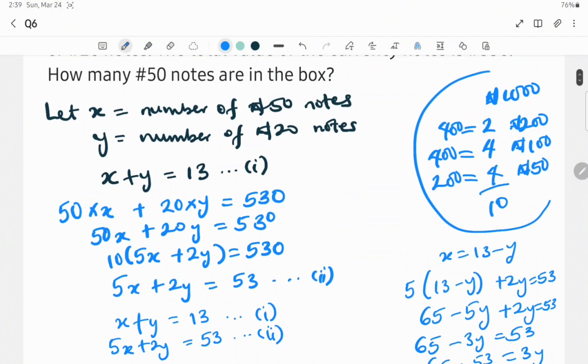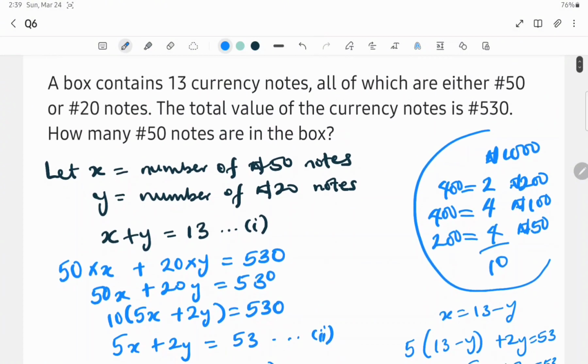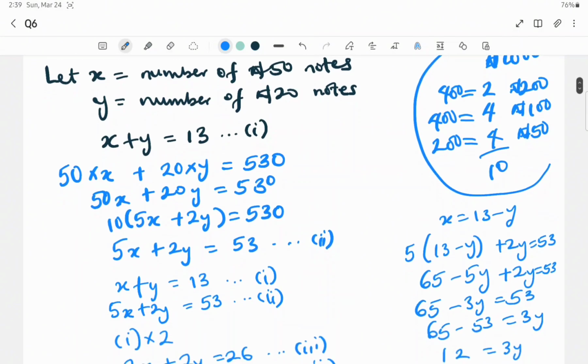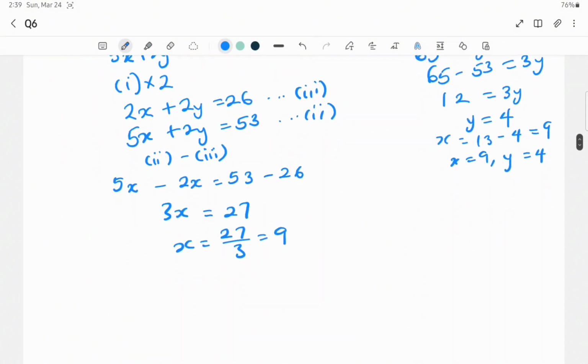I actually don't need to calculate y because the question asked me how many 50 naira notes are in the box. Since we've represented our number of 50 naira notes by x and I've gotten x, there's no need for me to calculate y. So that means there are 9 50 naira notes in the box.